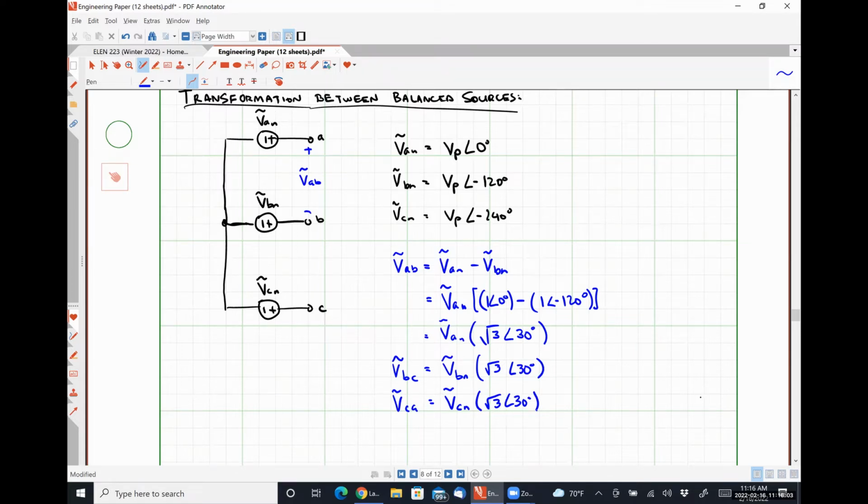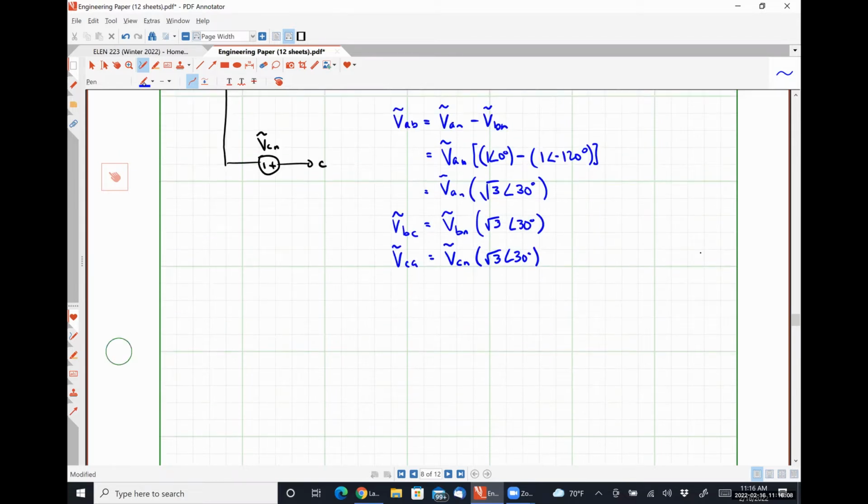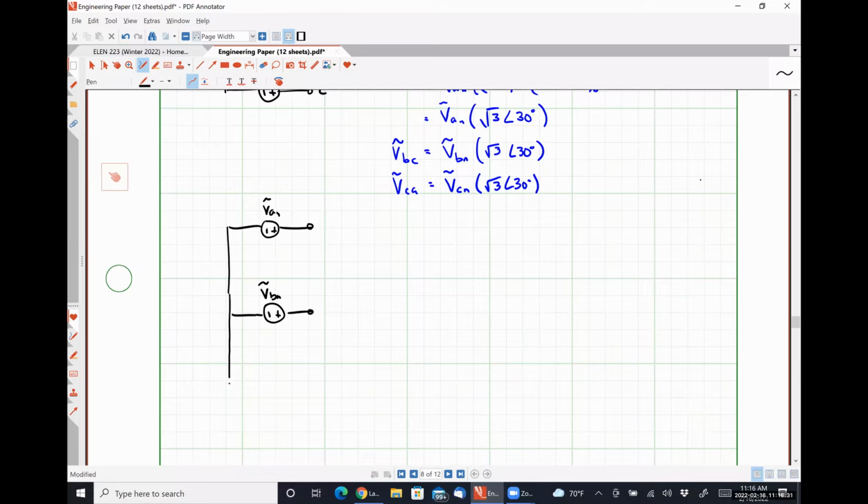So we can actually say then that we can convert from our Y-connected source A, B, and C, we can convert in this way just by multiplying our phase quantity, Vp, times the conversion factor of square root of 3 angle 30 degrees, to get a delta connected source representation.